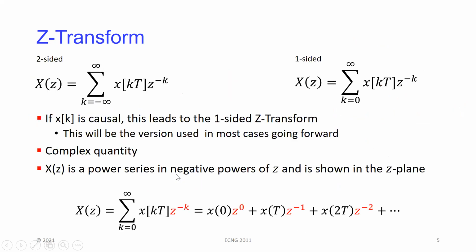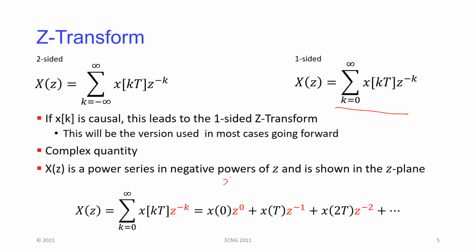All right? So using that now, we were able to derive some transforms like we normally do. And remember, it's a power series, a power series in negative powers of z. For instance, if you were to expand the one-sided version, just for argument's sake, it would be x0 z^0, x(T) z^-1, x(2T) z^-2.